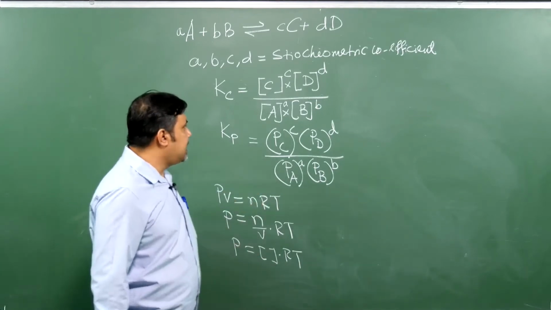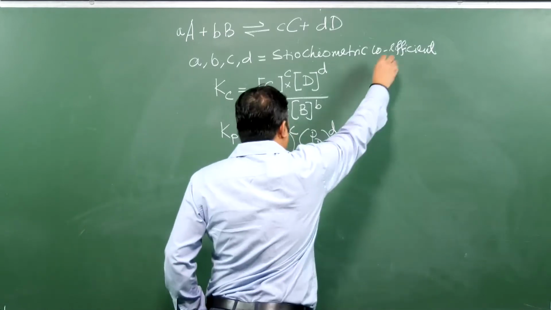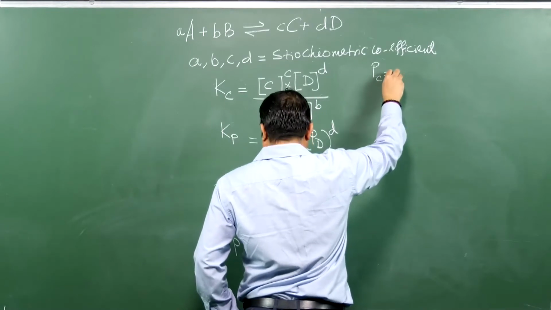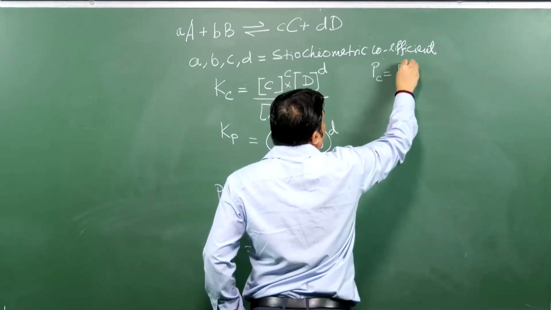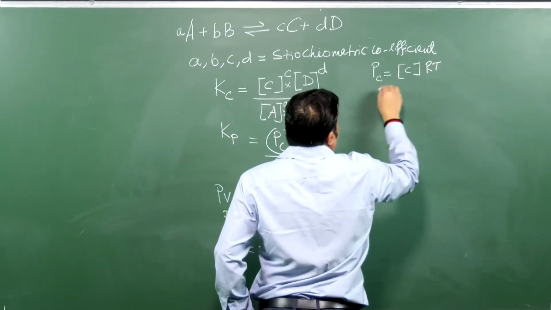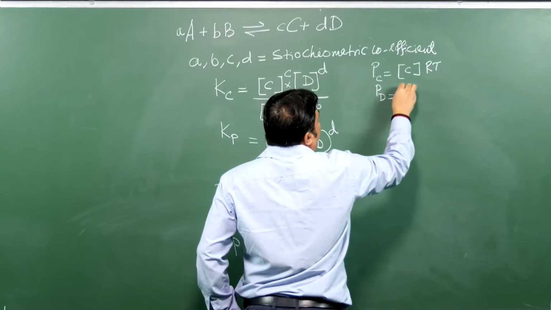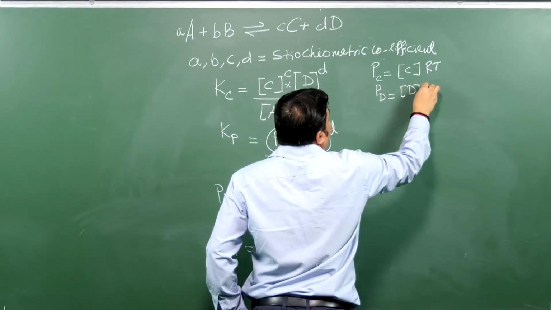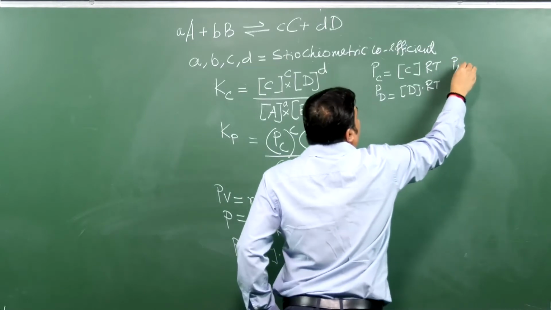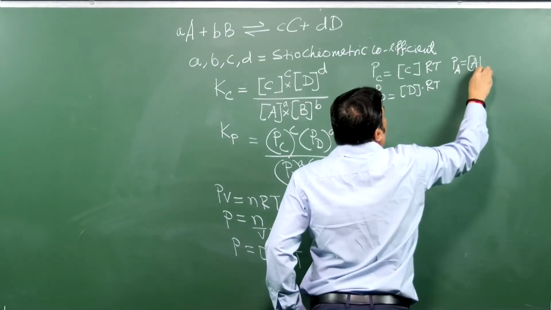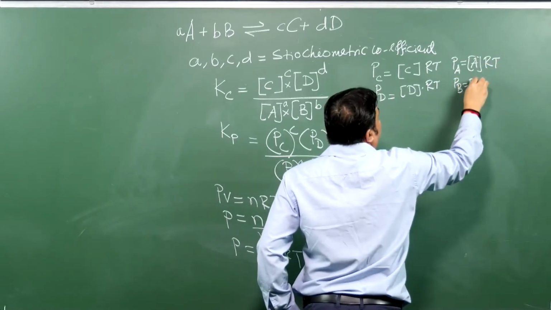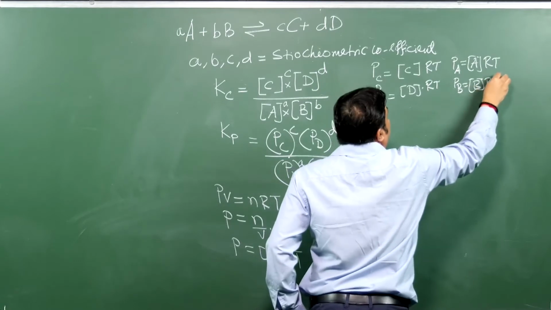Then the partial pressure of C will be equal to the active mass of C into RT. Partial pressure of D is the active mass of D into RT. Partial pressure of A is the active mass of A into RT. And partial pressure of B is the active mass of B into RT.